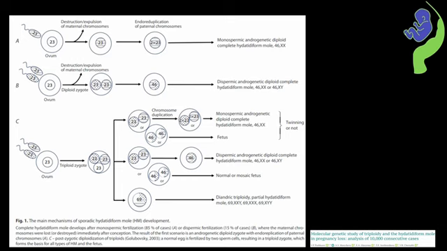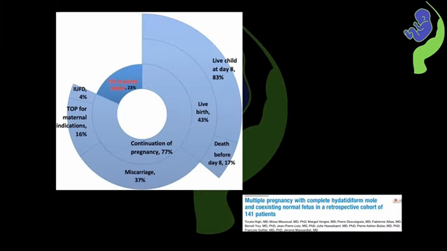Why are we so much concerned about molar pregnancy? This study involving 141 patients highlights the reason. Of total 141 patients, 23% opted for termination due to the increased risk of maternal and fetal complication. The remaining 77% chose to continue the pregnancy. Of the pregnancies which were chosen to continue, 37% ended in miscarriage and 16% developed maternal complication that required termination.